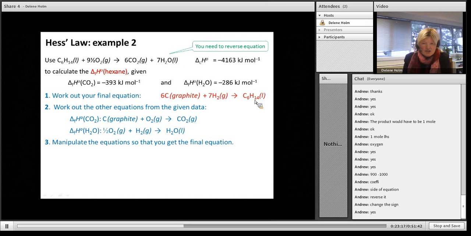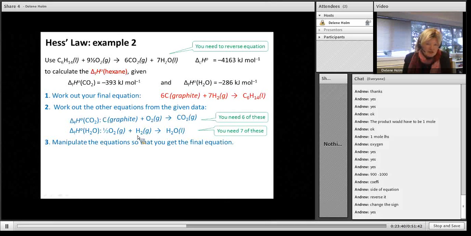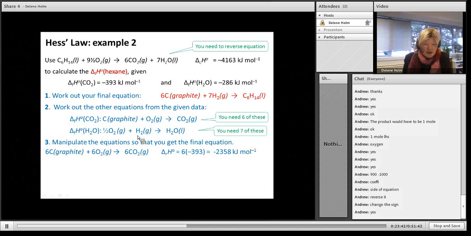The next thing, when you look at this equation, I need carbon. It's on the right side, but I need 6 of them, and I've only got 1. And then finally, I need H2, and that is on the correct side, but I need 7 H2, and I've only got 1. So now we just write them down, starting off with the graphite, going to carbon dioxide, and all I do is multiply everything through by 6, including the delta RH.